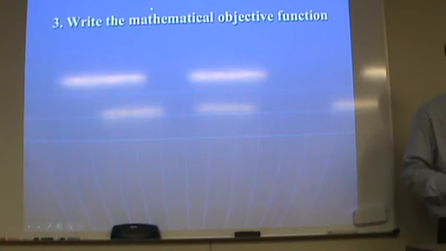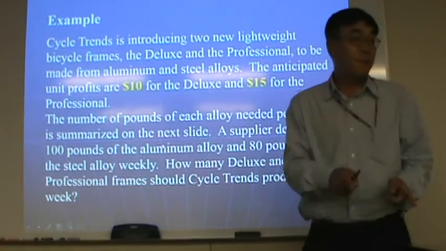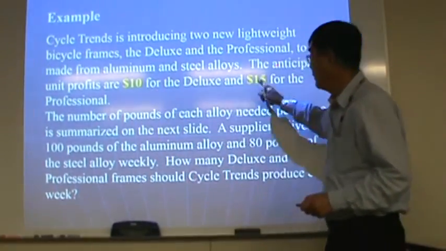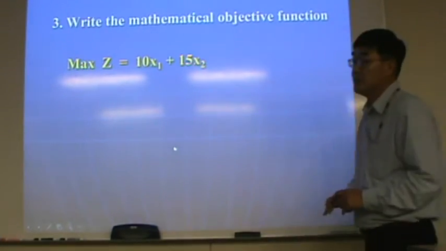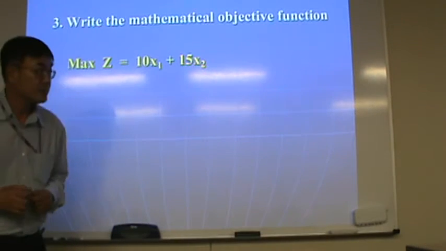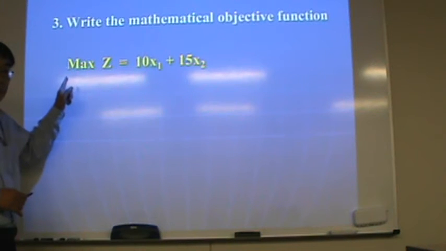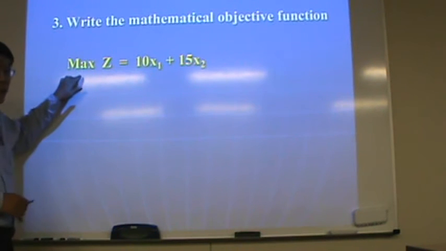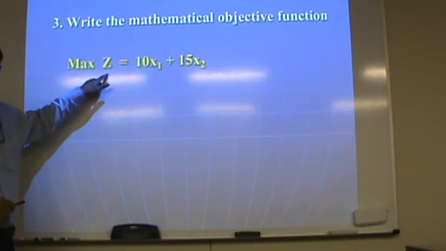And write the mathematical objective function. Okay, maximize problem, profit, right? Then profit will be $10 and $15 for each. So objective function will look like this. Because this one is a maximize problem, start with max. Z in this case is profit.